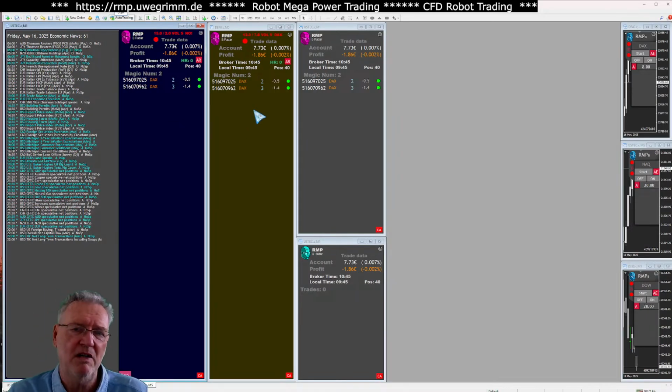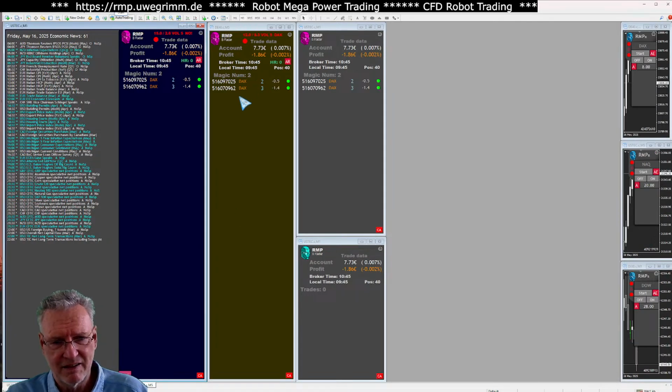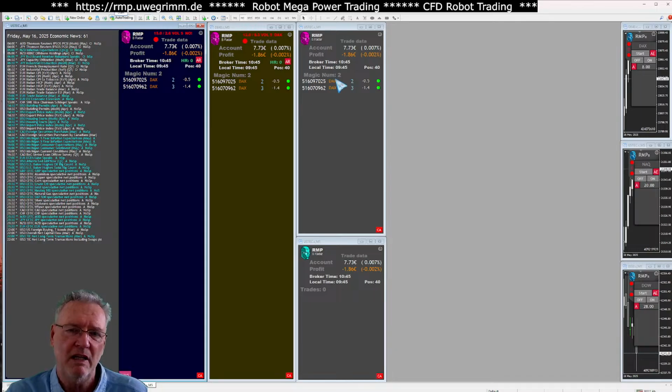The golden one is to resolve hedges from DAX, and the gray one is to resolve hedges manually. So this is always the same robot, but with different adjustments. We will not dive deep into that. This is for advanced. The only thing I wanted to show you is that this robot can resolve hedges.